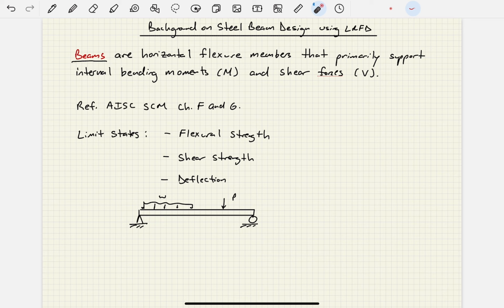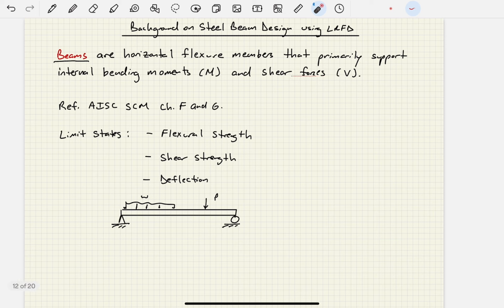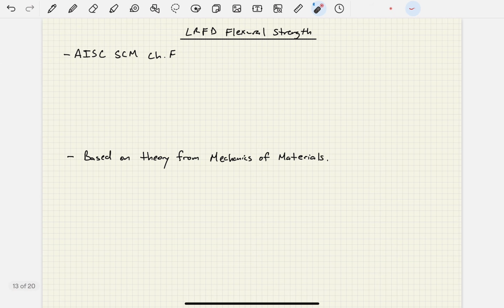And so beams and beam systems are very commonly used as roof support systems and bridge deck support systems. So again, the design of steel beams is a very important concept that we need to study, all right? So let's turn the page here, and let's talk a little bit about the high-level aspects of LRFD flexural strength. So load and resistance factor design, flexural strength.